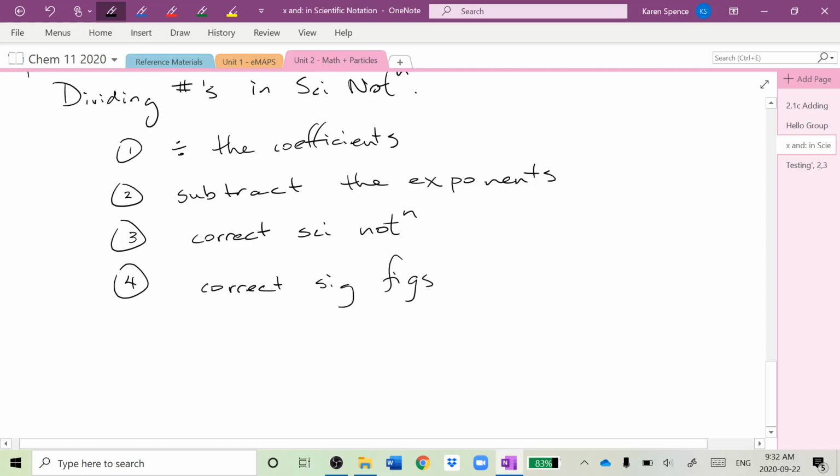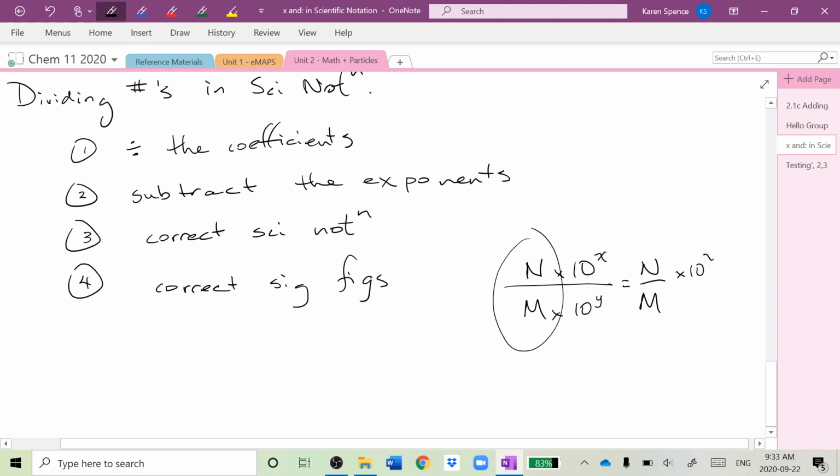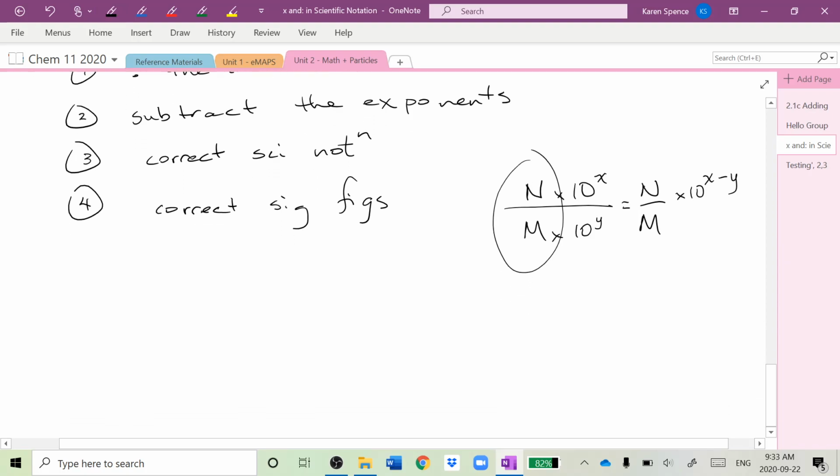So in general, what it's going to look like is if you have your coefficient times 10 to the x divided by your other coefficient times 10 to the y, that's going to equal, we will divide our coefficient, so that's going to be n over m, and then it'll be times 10 to the x. We're going to subtract our exponents now, x minus y. All right, let's do an example.